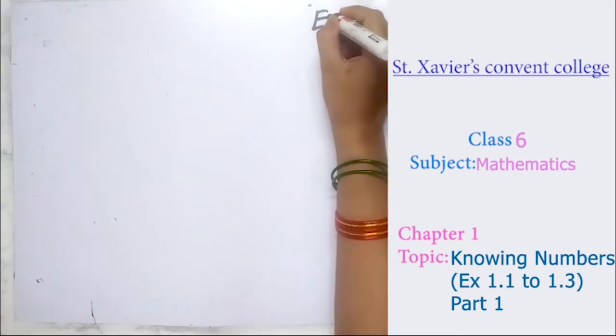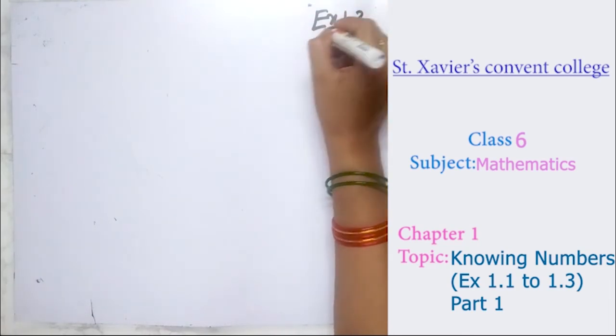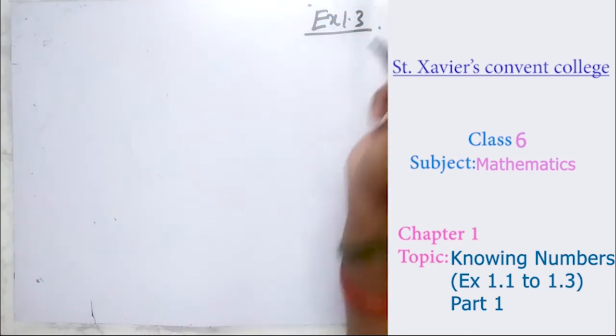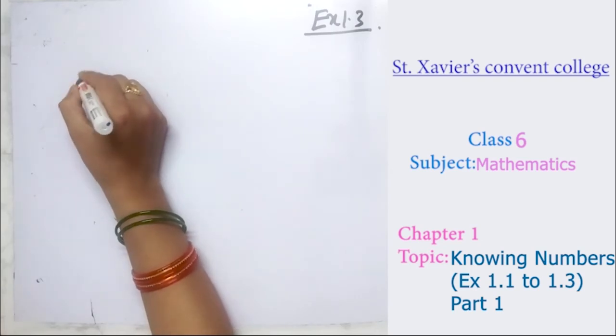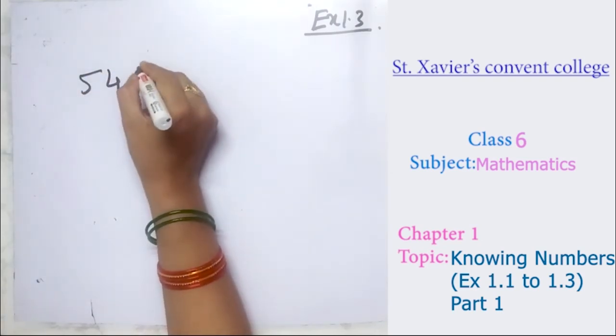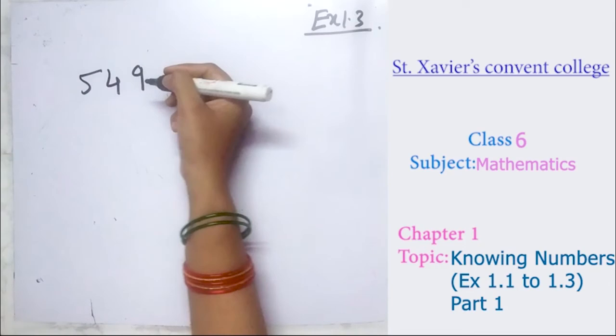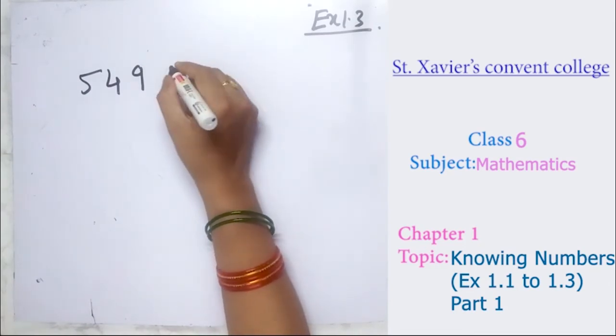Now for exercise 1.3, we are moving to the portion where we have to discuss more than the lakhs, that is lakhs, 10 lakhs and crores. To understand this, we are taking the straight question, and the question is 549 6161 006.